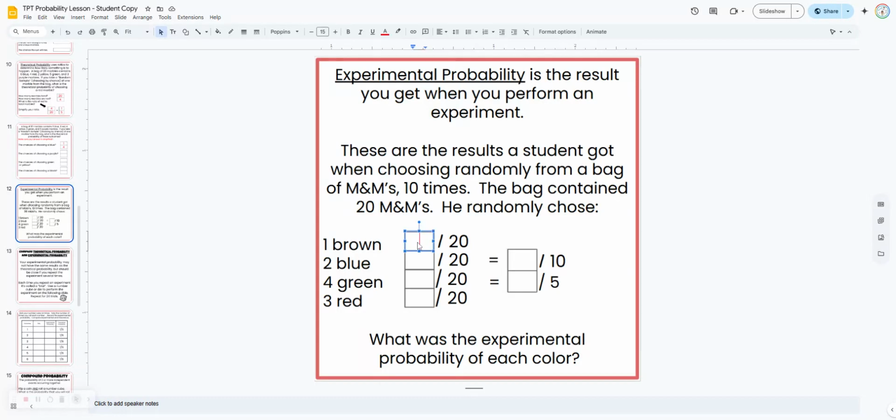So they got 1 brown, so the experimental probability was 1 out of 20. They got 2 blues, which would be 2 out of 20, and we're going to simplify that to 1 out of 10. There are 4 greens, so that would be 4 out of 20 or 1 out of 5, and then 3 reds. So this is the actual results when they did the experiment, the results of experimental probability.